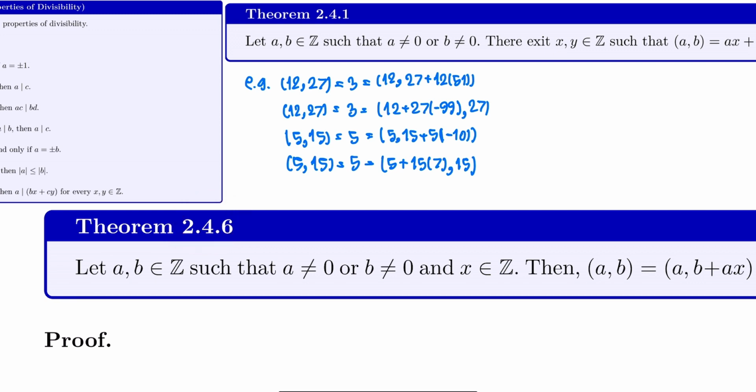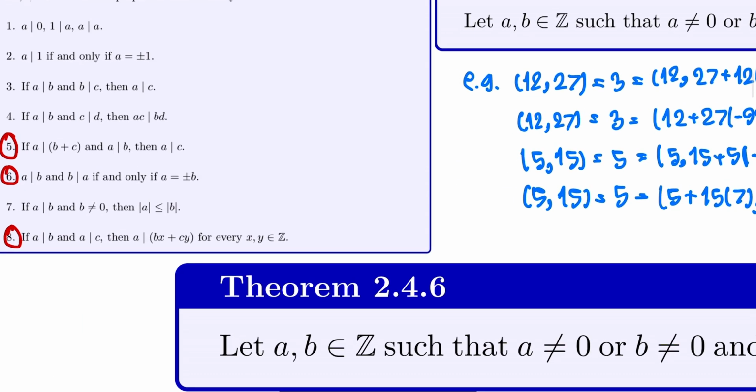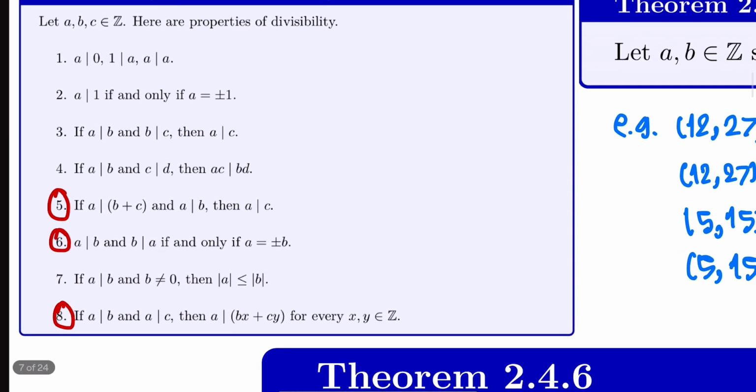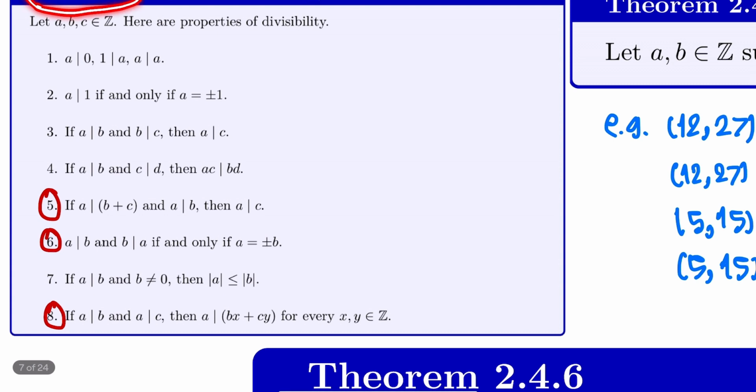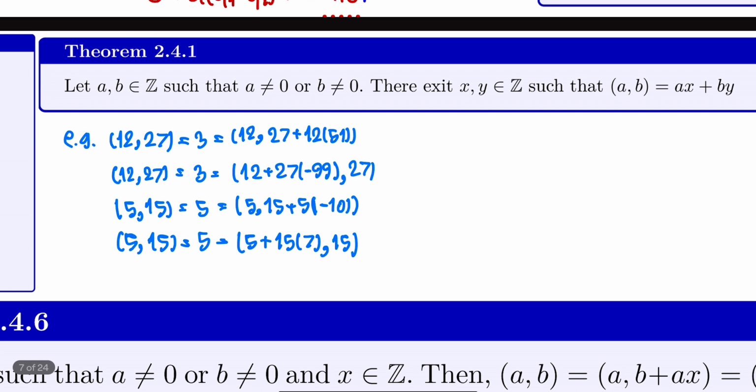Let's prove this theorem. For this one, we are going to use properties of divisibility, which I mentioned in Theorem 2.3.1, especially property 5, property 6, and property 8. And we will use the theorem that the greatest common divisor of a and b is ax plus by for some integers x and y.